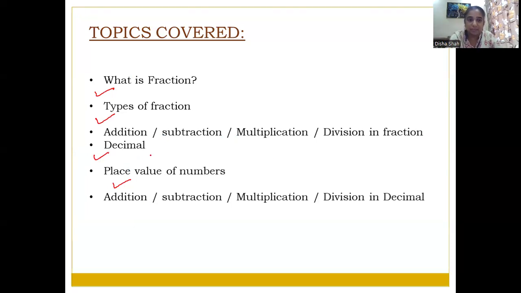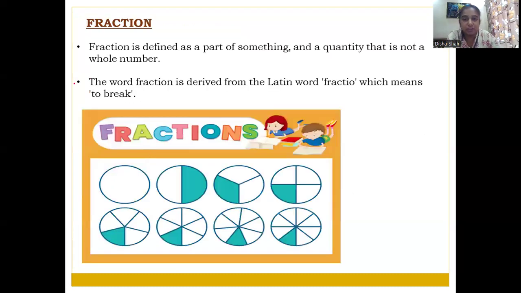So first, let's start with fractions. What is a fraction? A fraction is defined as a part of something, a quantity that is not a whole number. So fractions are not whole numbers. Who are whole numbers? For example, 1, 2, 3, 4. These are called whole numbers. So fractions do not contain whole numbers. The word fraction is derived from the Latin word fractio, which means to break.